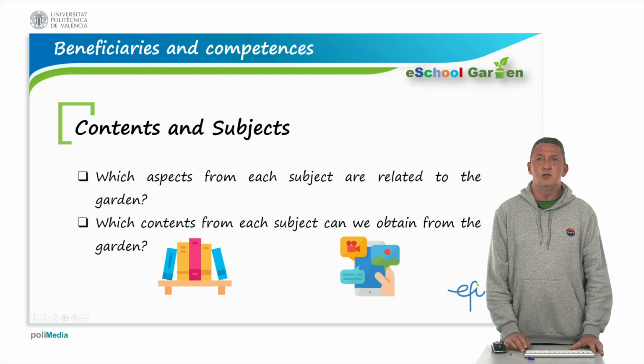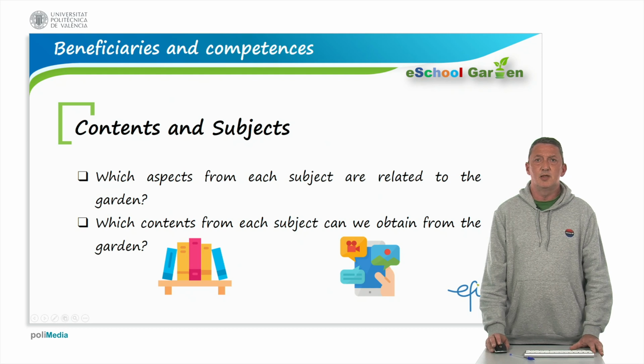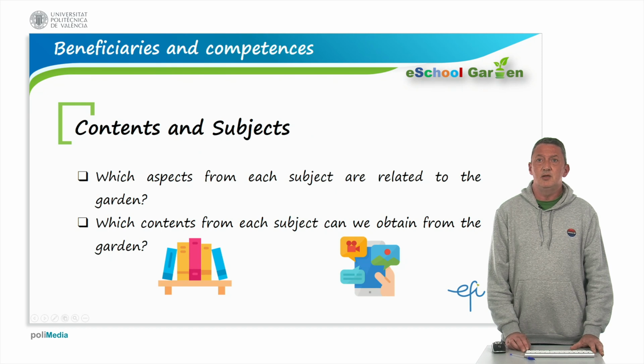Finally, we continue to specify our starting point. We need to see from each of the subjects which part of the curriculum is related to the school garden, which are those contexts that we can work from the garden. All those aspects and contexts of each subject that we can in one way or another link with the school garden will be an opportunity to develop the activities that integrate the learning competences from the different subjects.